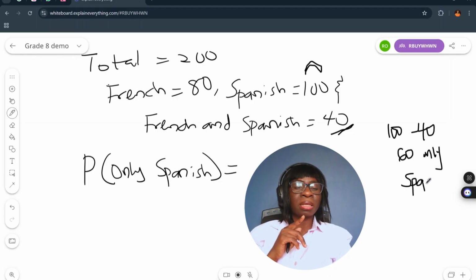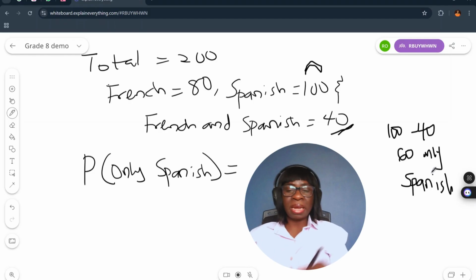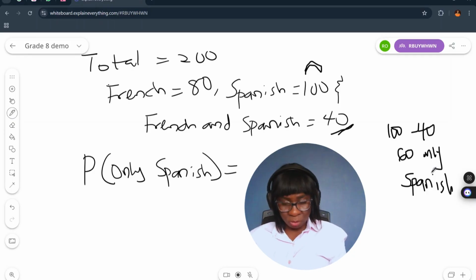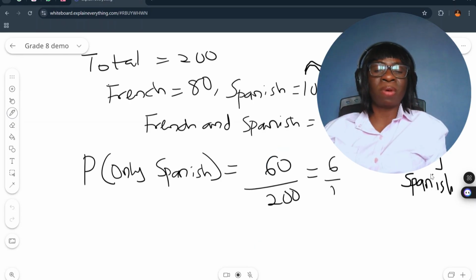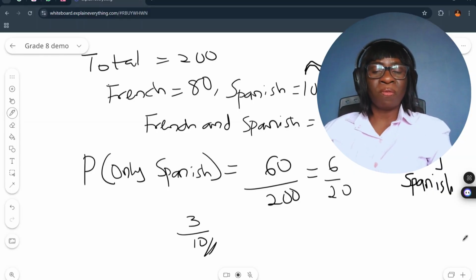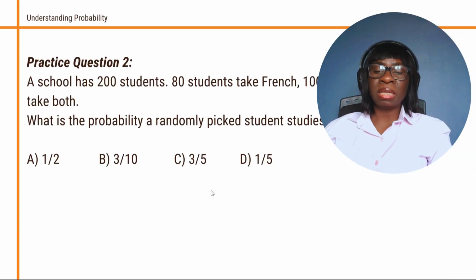So if 60 students take only Spanish, then what will be the probability of only Spanish? The probability of only Spanish will now be 60 over the total 200. 0 will cancel 0, that will be 6 over 20. Then we simplify it. 2 will go in 6 3 times and 6 will go in 20 how many times? 10 times. So that will give 3 over 10. So the probability is 3 over 10.